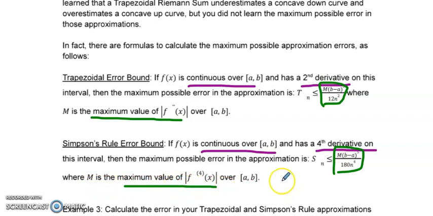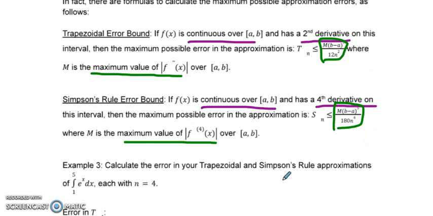So there are proofs behind these, and feel free to go check out the proofs. The proofs are not important for this class. The application and execution is really what's important. What we're going to do is calculate the error in the trapezoid and Simpson's rule approximations for the same function we've been dealing with, and we're going to do it just for n equals 4.